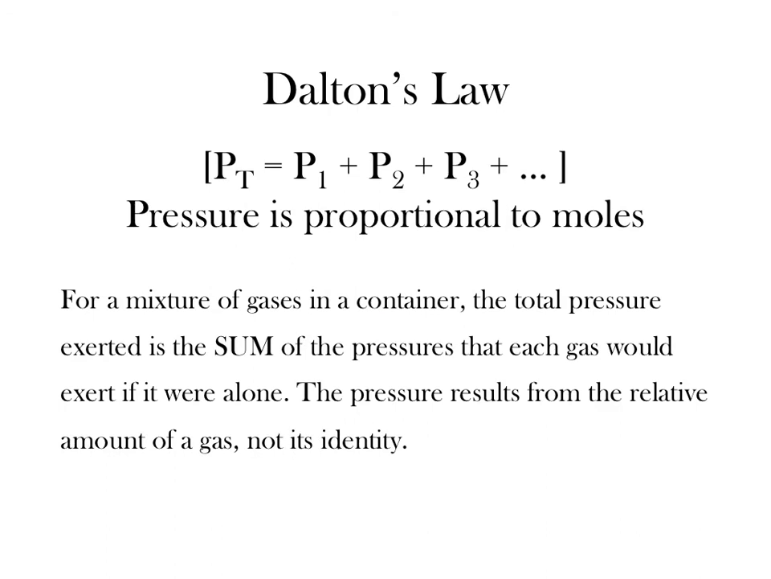Okay, so first with Dalton's law, what he says is for a mixture of gases in a container, the total pressure exerted is the sum of the pressures that each gas would exert if it were alone. So the total pressure is equal to pressure 1 plus pressure 2 plus pressure 3, and so on and so forth. The pressure results from the relative amount of a gas, not its identity. So it doesn't matter whether the gas is carbon dioxide or oxygen or nitrogen or helium. Add the individual pressures together and that'll give you the total.